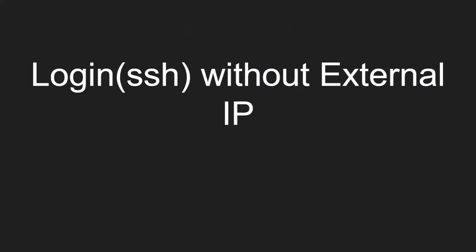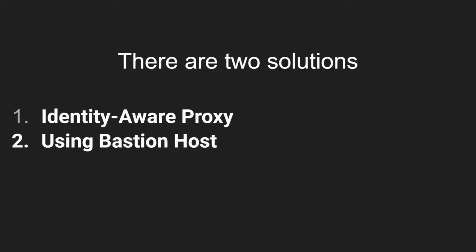Hello all. In this video, we are going to see how we can log in or SSH into the GCP VM without external IP. So there are two possible solutions to do it. One using IAP, that is Identity-Aware Proxy. Second using the Bastion host. In this video, we are going to see in detail the first method, that is IAP.